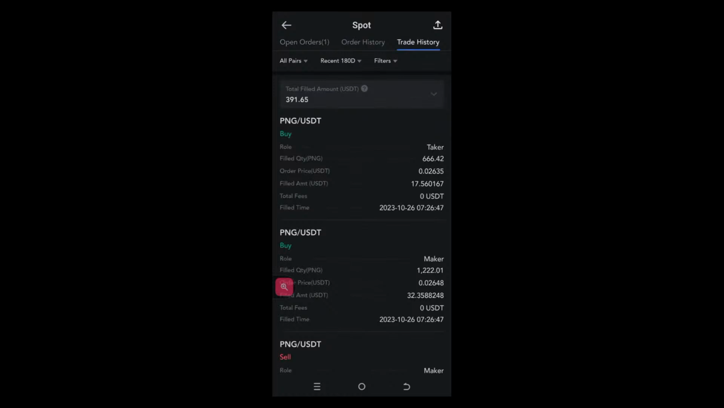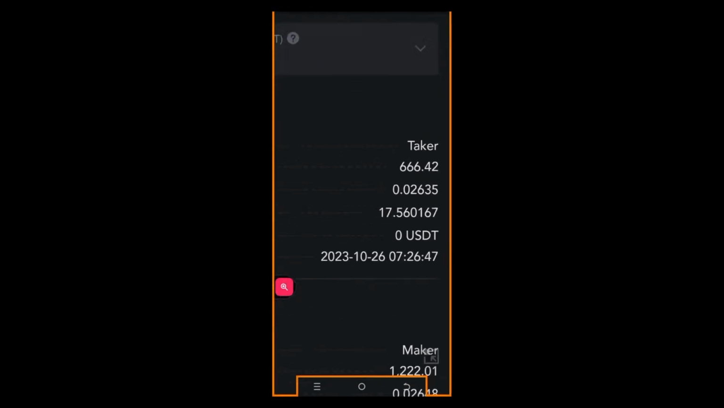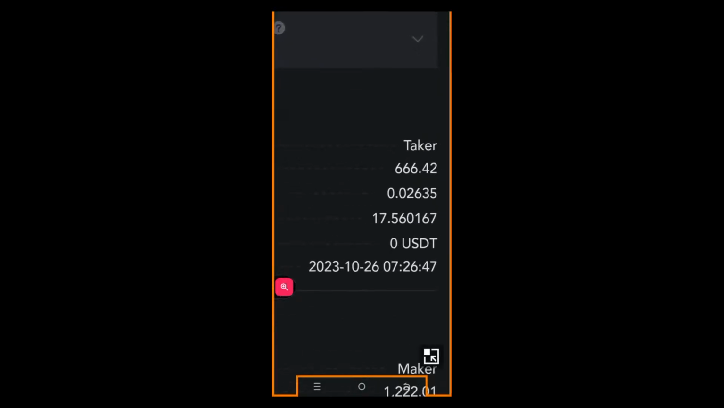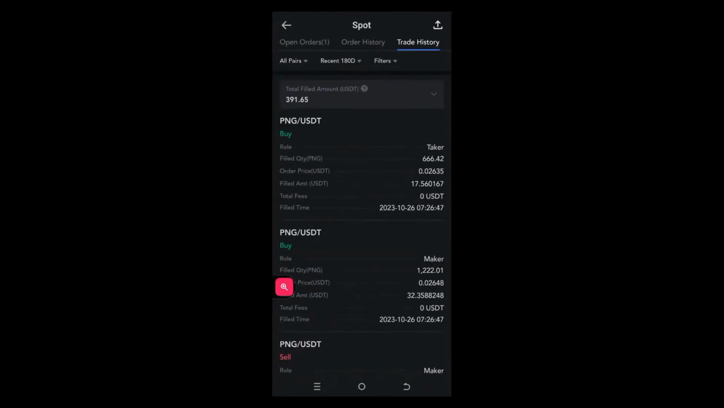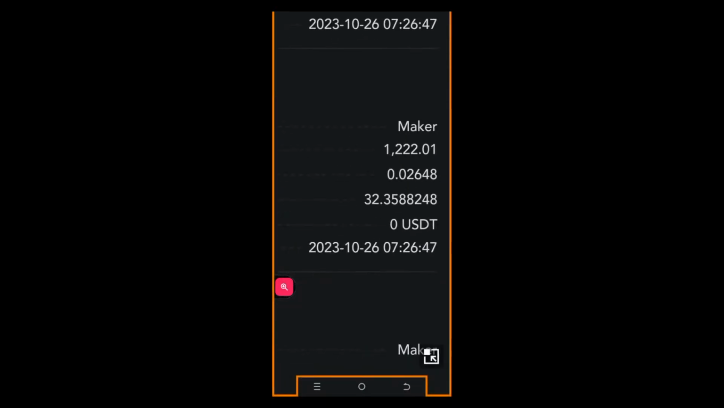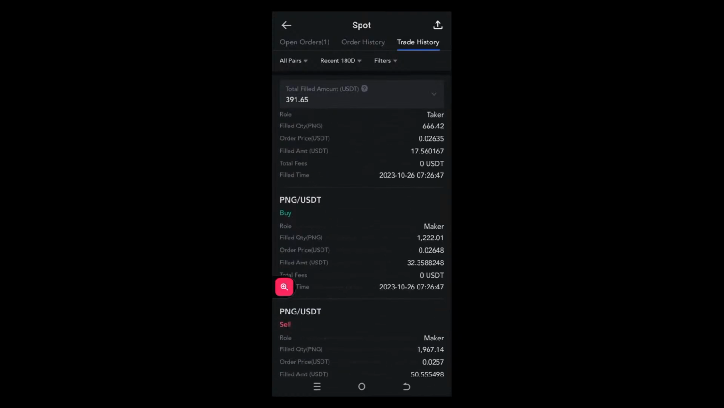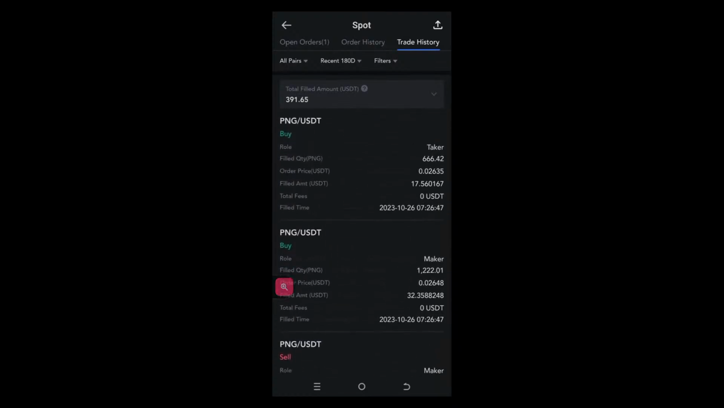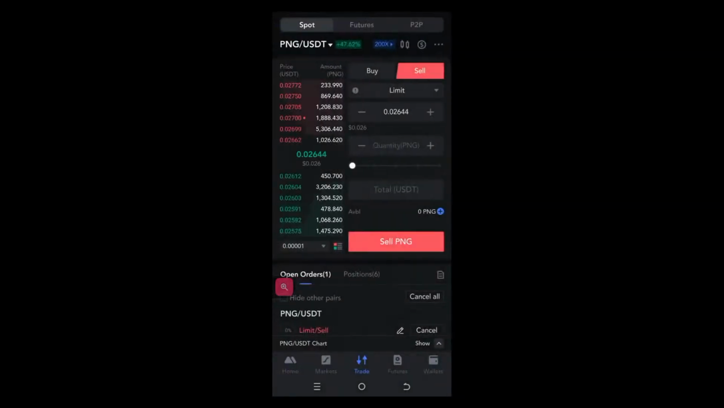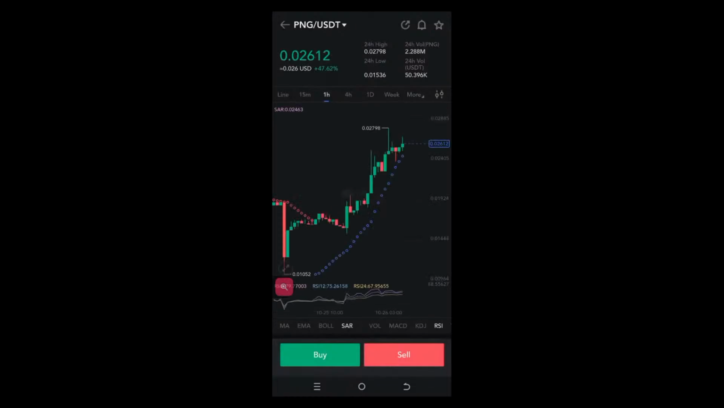We bought it as PNG. Let me check how much we bought it. 2635. Is that how much we bought this other one? 2648. Okay, 2648, 2635. Let's see how it goes, right? Well, it's going up. I think it's going back up. It's just flipping and flopping. It will go up, right?